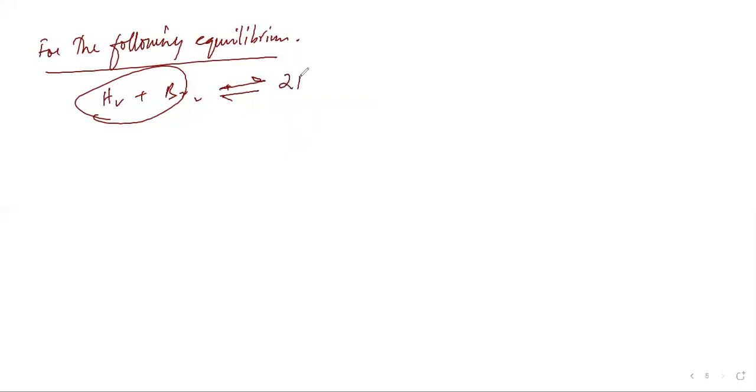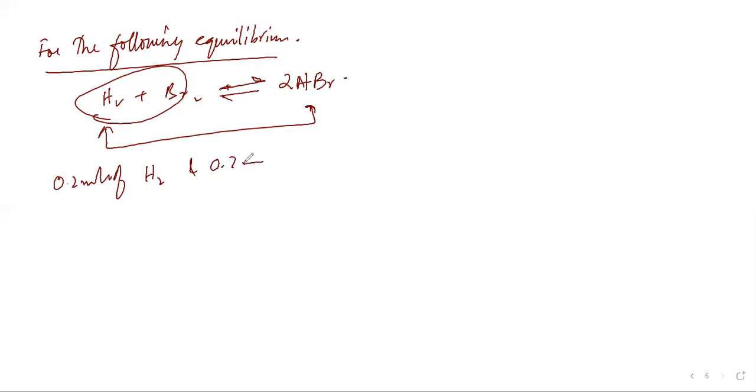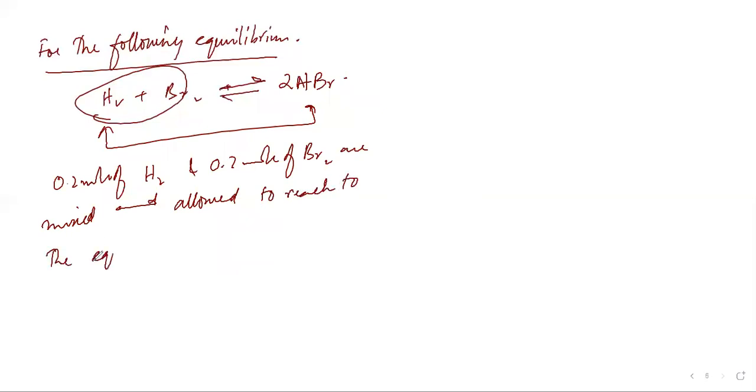Equilibrium H2 plus Br2, इसी एग्जाम्पल को ले लेते हैं। इक्विमोलर का केस है, दोनों के इक्वल मोल है, but the product has, इस हिसाब से भी रिएक्टेंट प्रोडक्ट को देखो तब भी इक्विमोलर है। Examiner is saying 0.2 moles of hydrogen and 0.2 moles of bromine are mixed and allowed to reach to the equilibrium, right?